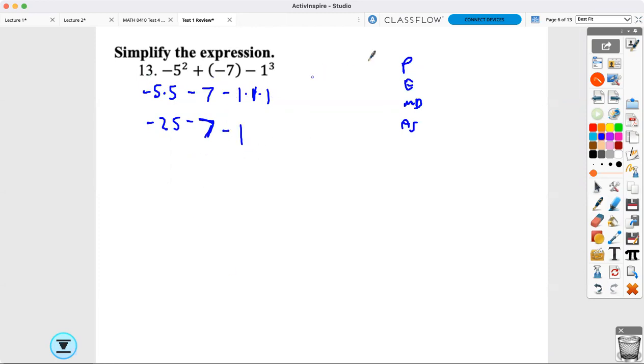So now we did the exponents, done. There's no parentheses. There's no multiplication or division. So we're going to add and subtract from left to right. So -25 minus 7 is -32. Bring down the -1. Those two is just -33. And we're done.